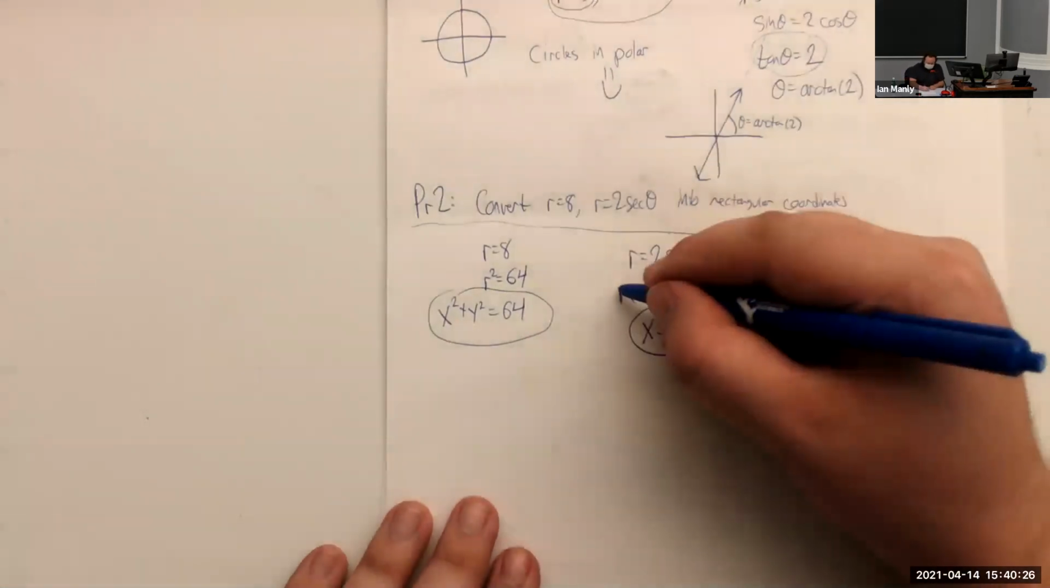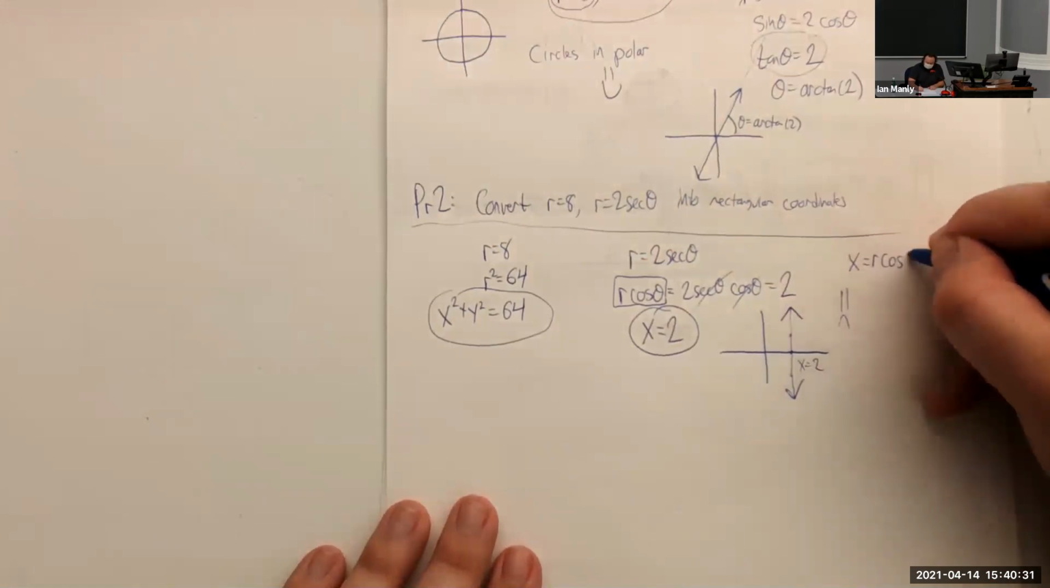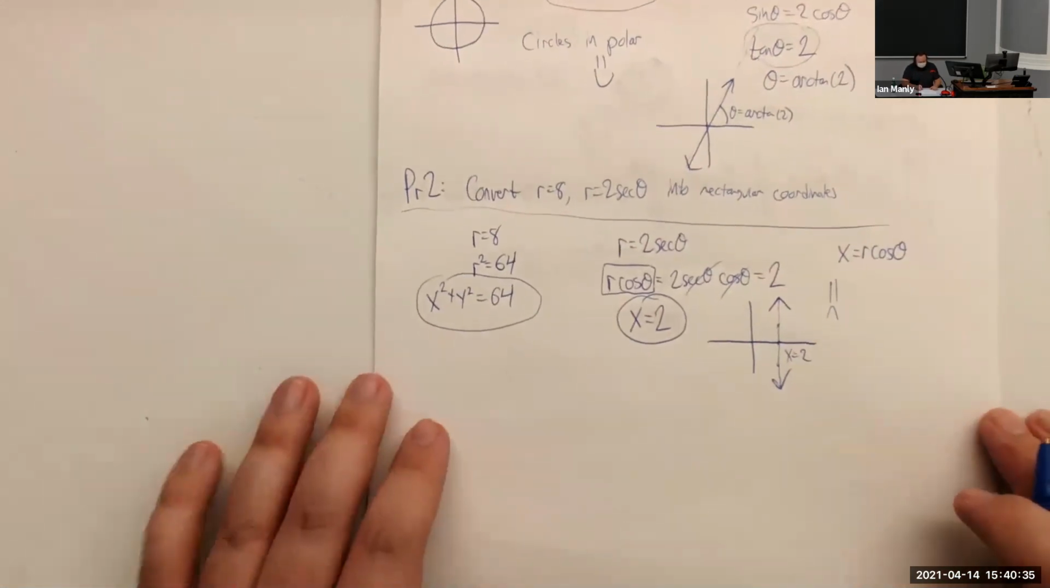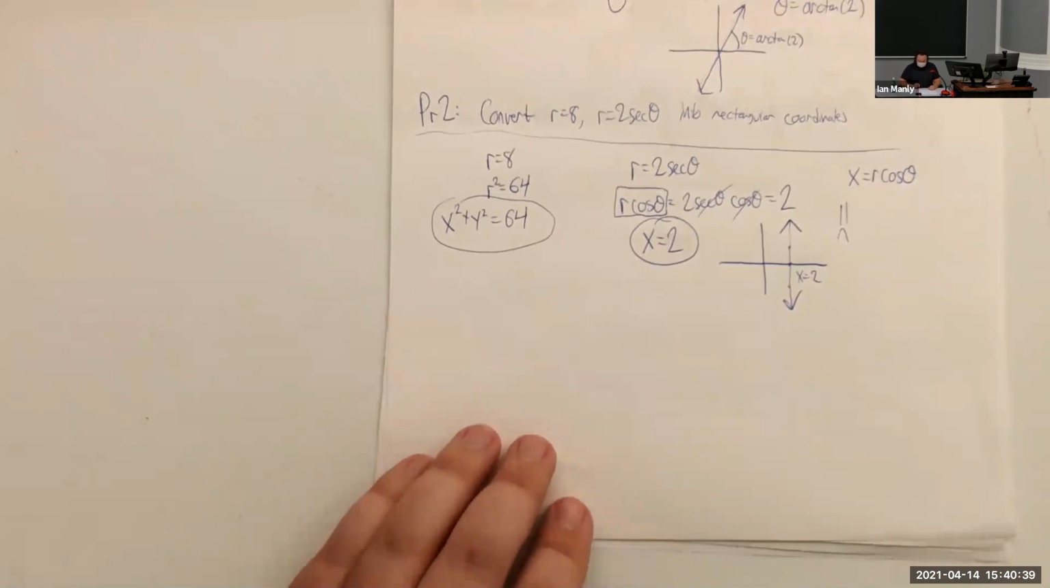Yes, so this equation right here, r cosine of theta, this is how we get x right here. That's how we get x from polar coordinates. All right. So let's try to draw a curve here.